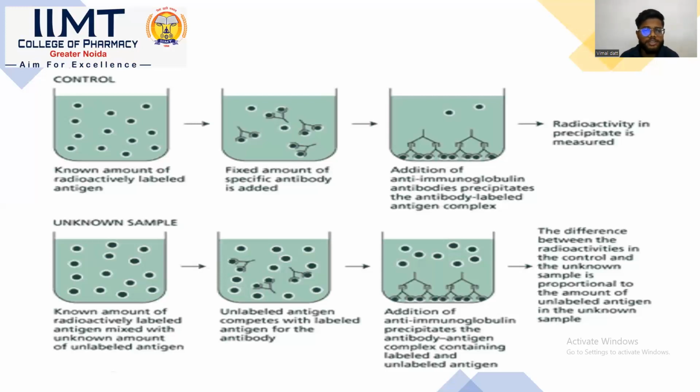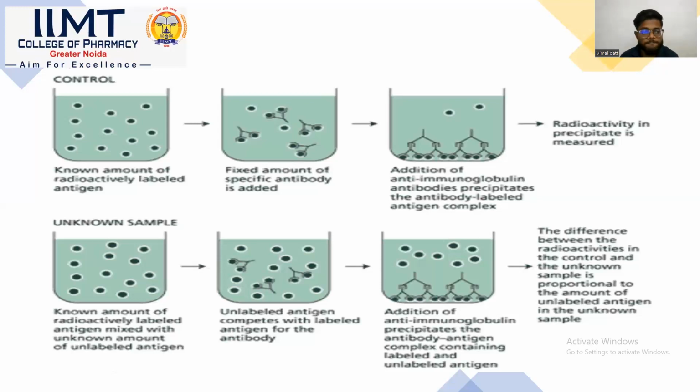Okay, and then in the next process, for the unknown sample, a known amount of radioactively labeled antigen is mixed with an unknown amount of unlabeled antigen. Unlabeled antigen competes with labeled antigen for the antibody, and then addition of anti-immunoglobulin precipitates the antibody-antigen complex containing labeled and unlabeled antigen. The difference between the radioactivities in the control and the unknown sample is proportional to the amount of unlabeled antigen in the unknown sample.